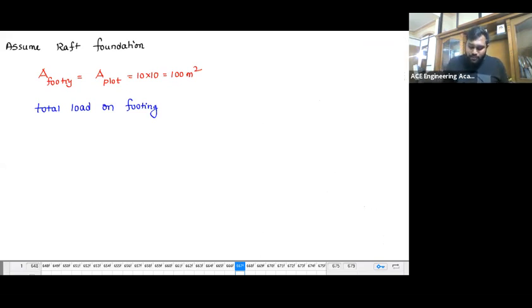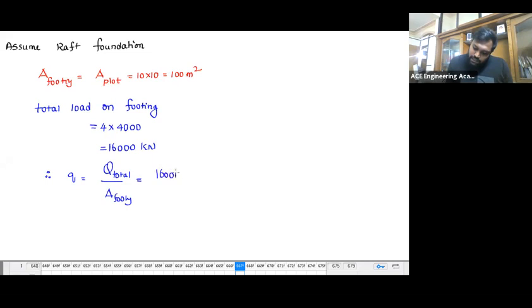So now what is the total load on the footing? The total load on the footing is 4 into 4,000, which means 16,000 kilonewtons. Yes? Yes or no? Then what is the total gross pressure? The total load by area of the footing, which is 16,000 by 100, so this pressure is 160 kilopascals. Yes? 160 kilopascals. Okay.